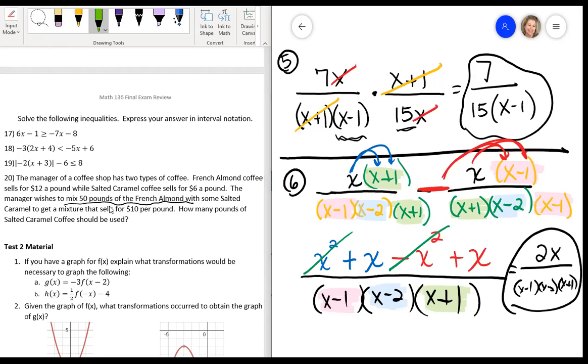Y'all good with 5 and 6 so I can clear my screen? Yeah. Okay.